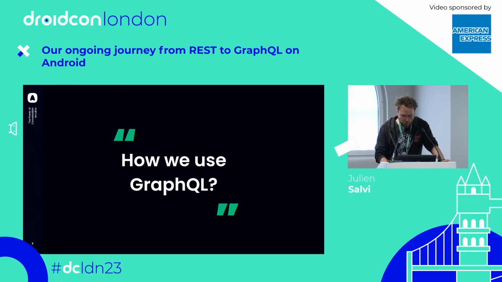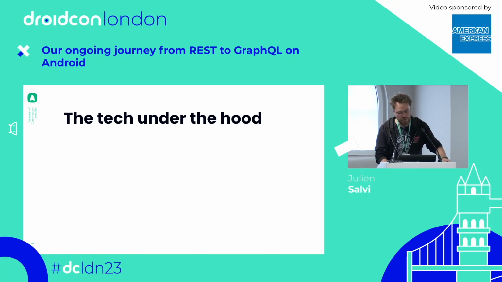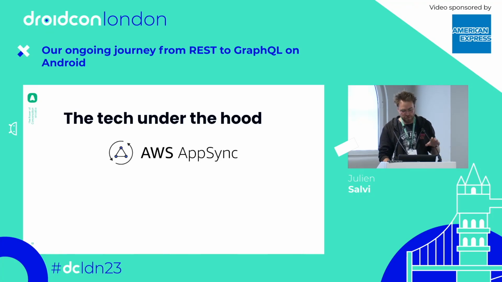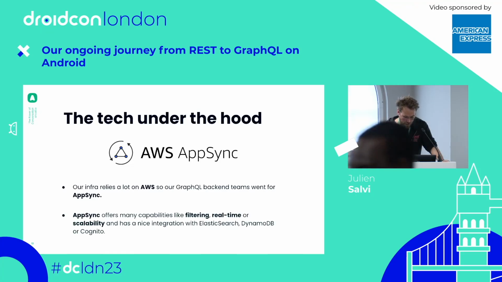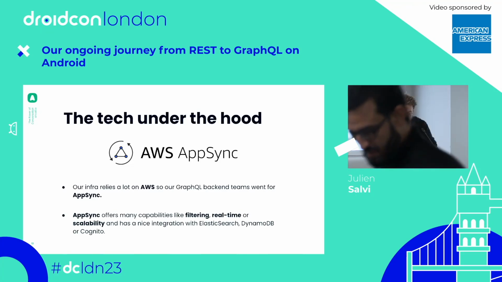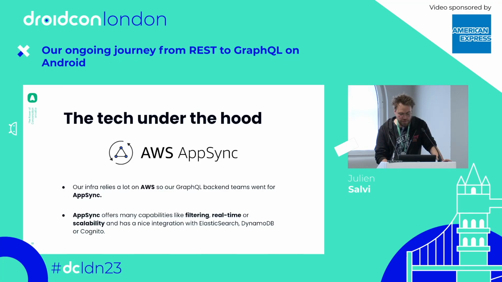And so under the hood, how do we use GraphQL? The tech under the hood, on the server side, we are using AWS AppSync. Why? Because our infrastructure at Aircall relies a lot on AWS, and so the backend team went for AppSync. AppSync offers many capabilities like filtering, real time, and scalability, and has very nice integration with some techs we are using at Aircall, like Elasticsearch, DynamoDB, Cognito, stuff like this. It interacts well with the whole AWS ecosystem.